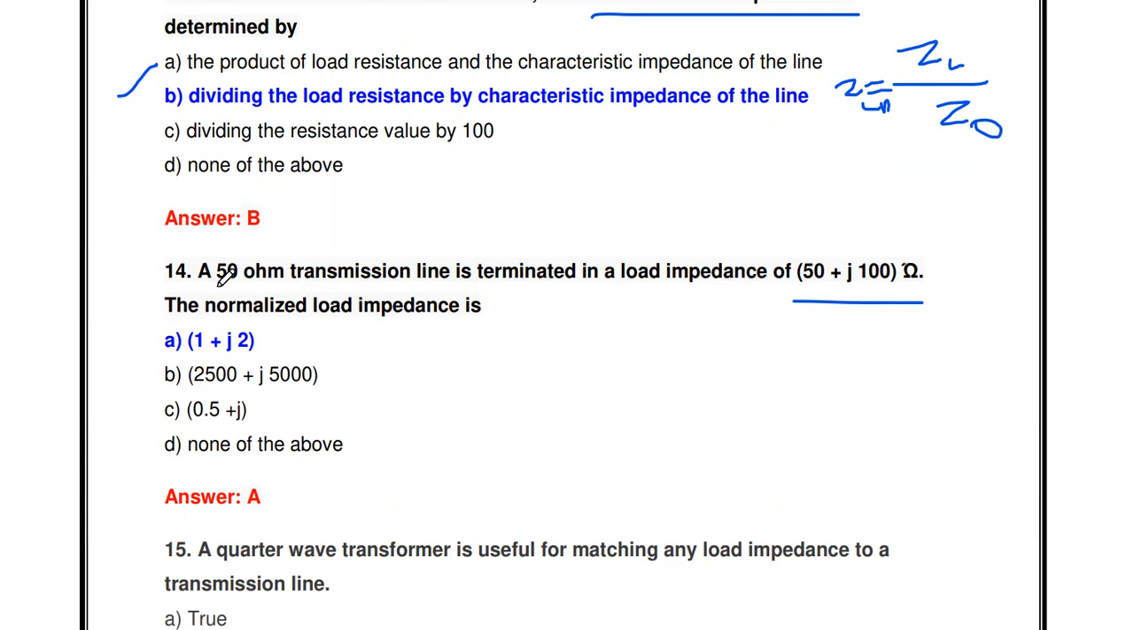Okay, so here you see a 50 ohm transmission line. What is this 50? This 50 is the characteristic impedance Z0. So the Z0 value is 50 and the load impedance ZL equals 50 plus j100 ohms. The question is the normalized load impedance. What is meant by normalized load impedance? The load impedance divided by Z0. So 50 plus j100 divided by 50, and we will get 1 plus j2. Okay, this is the normalized load impedance.